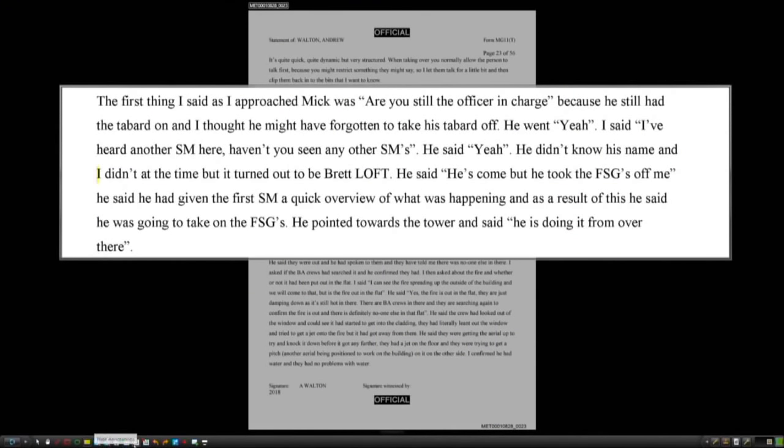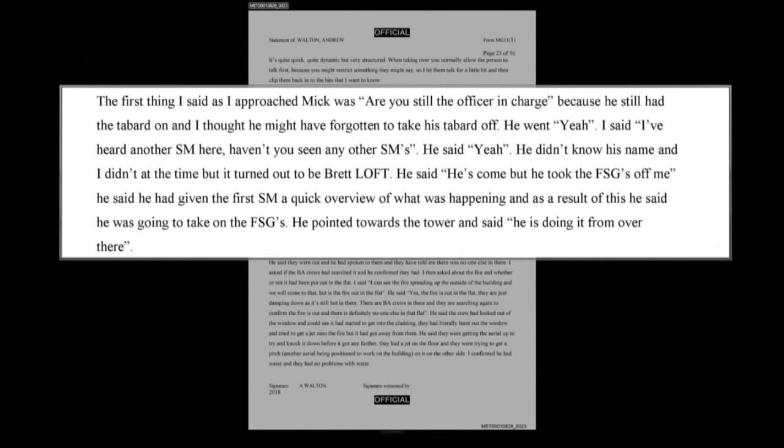Can you remember where he was pointing? The general direction of the front of the building. I didn't see Brett Loft. You didn't see from where Brett Loft was. Right, okay. Did you go and speak to Brett Loft? Later on in the incident, yes.